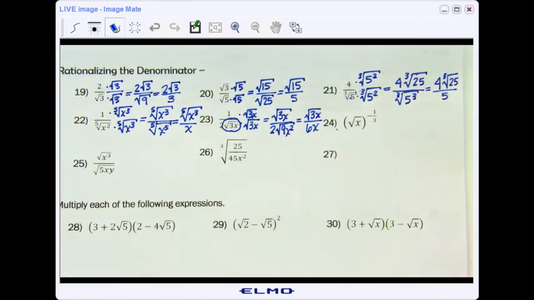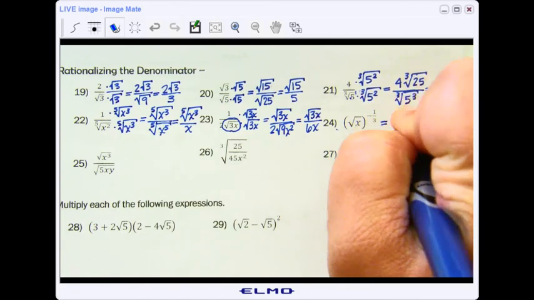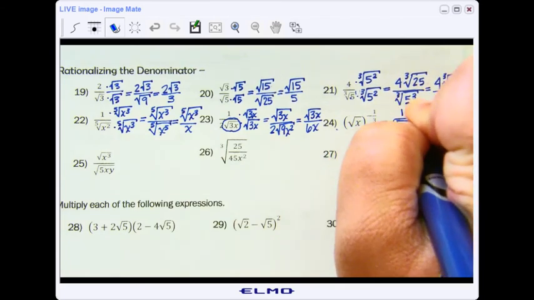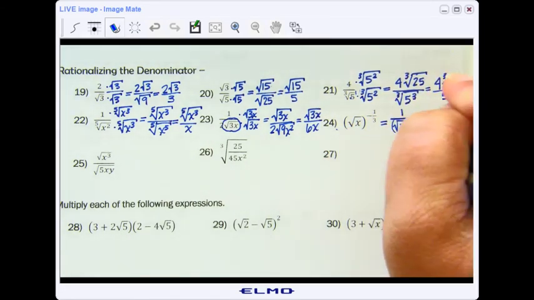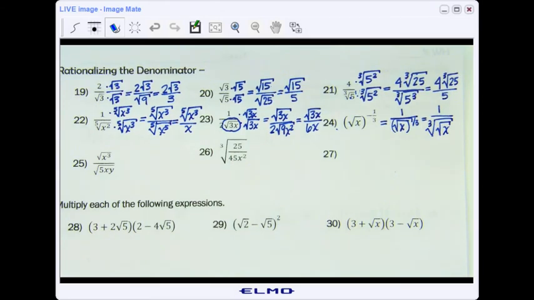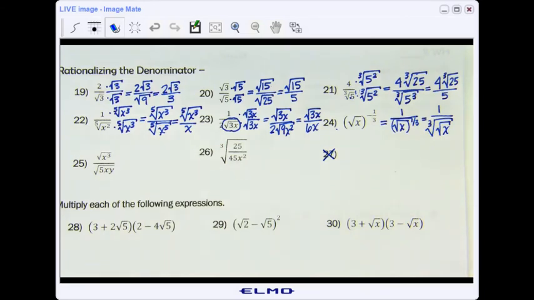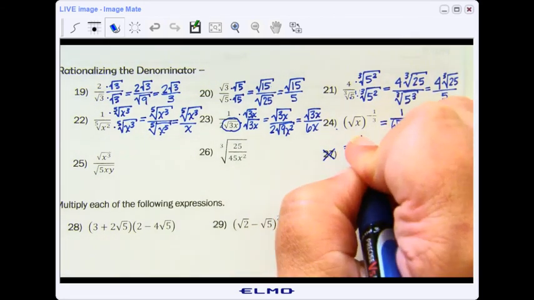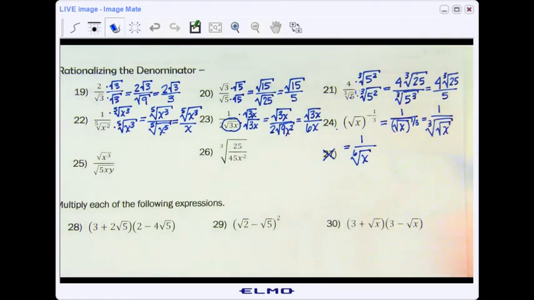And number 24, when I rewrite this, this is 1 over the square root of x raised to the 1/3 power. So this is 1 over the cube root of the square root of x. Using the root of a root power, and I don't have a 27 here, so I'm going to use the space below. I multiply my indexes together. So this is 1 over the 6th root of x. 3 times 2 is 6.